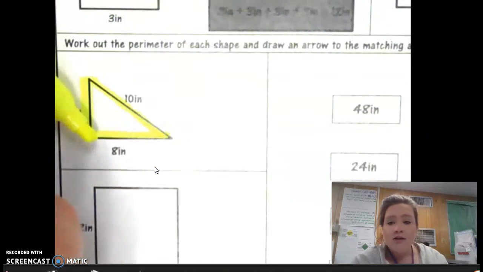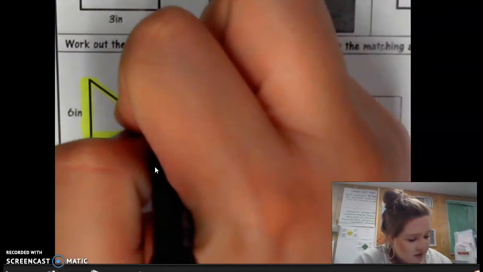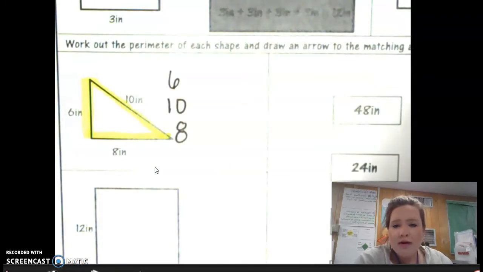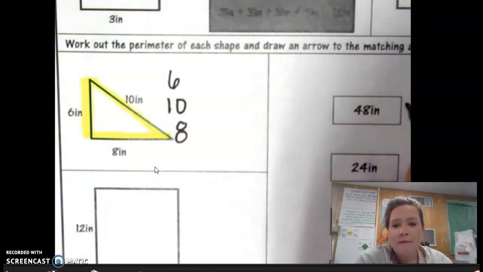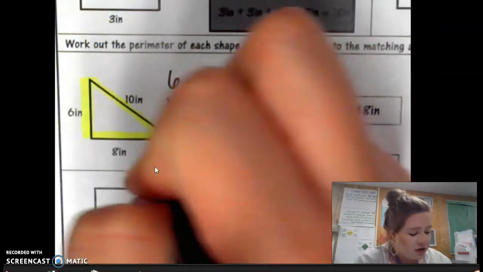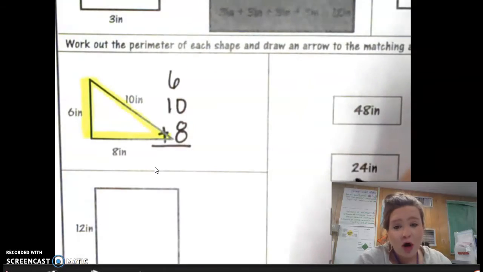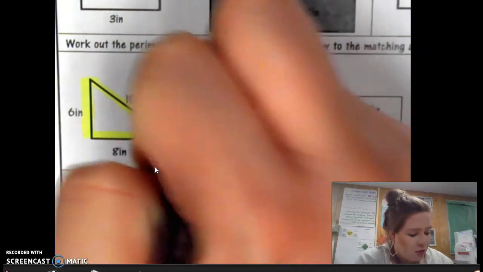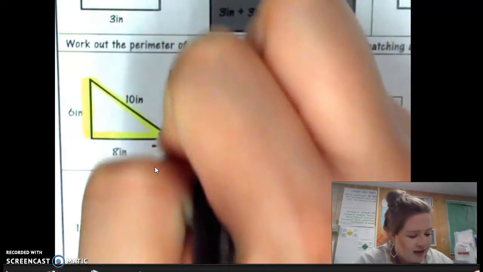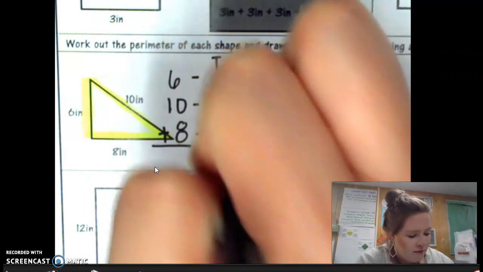All right, so I know my side lengths are 6, 10, and 8. Who remembers how we find perimeter? Good, we just add up all of our sides. So I'm just going to add up all of those numbers. Okay, I'm going to do my base 10 blocks. I'm going to do my 10s and my 1s. 1, 2, 3, 4, 5, 6. 1, 10. 1, 2, 3, 4, 5, 6, 7, 8.